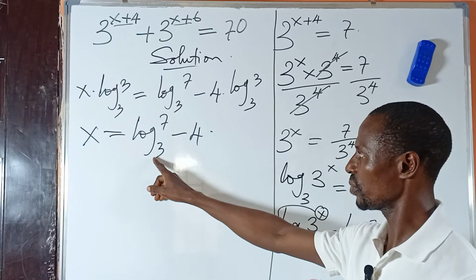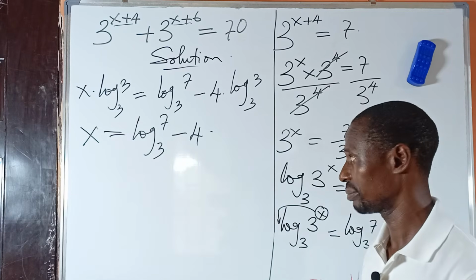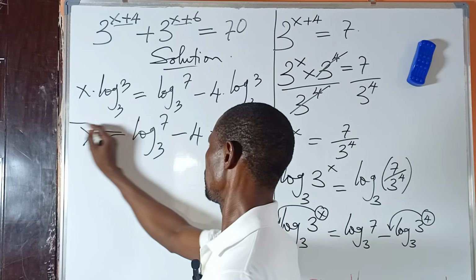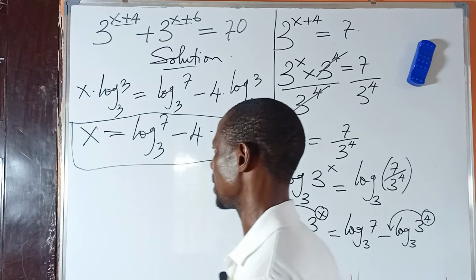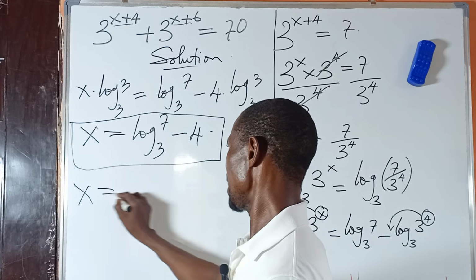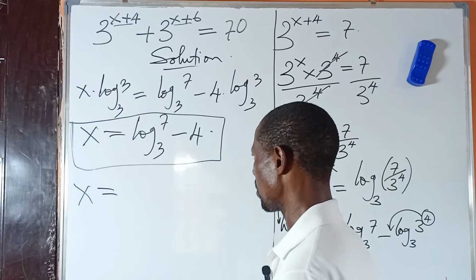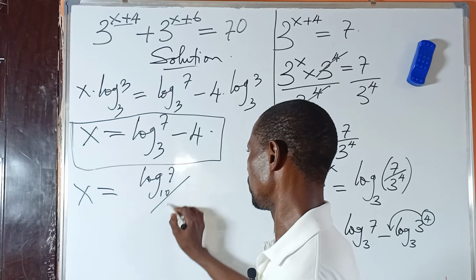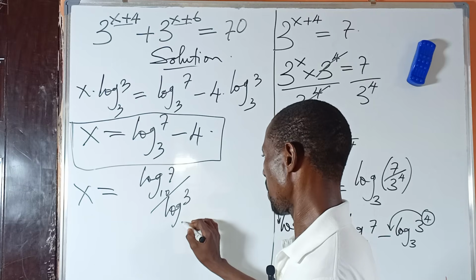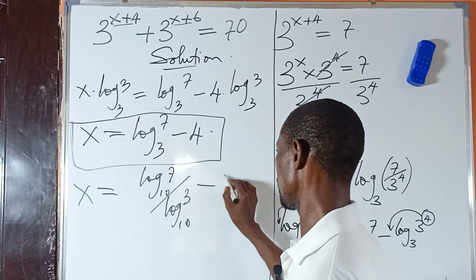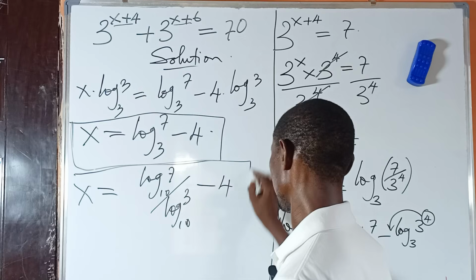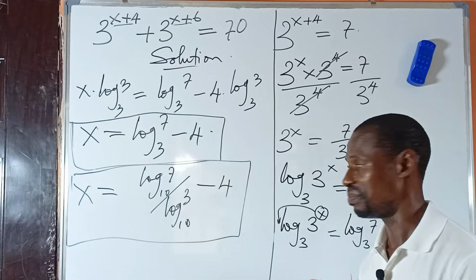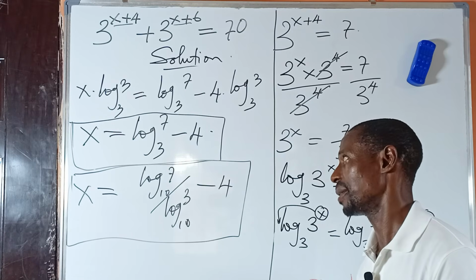So we can change this to base 10. But again, this is your answer. This answer is also correct, but we want to express it also in base 10. So to express this in base 10, apply the change of log base law. This is going to give us the log of 7 base 10 all over the log of 3 base 10, then minus 4. So this is another format for your answer. This is also a best way to express your answer here.